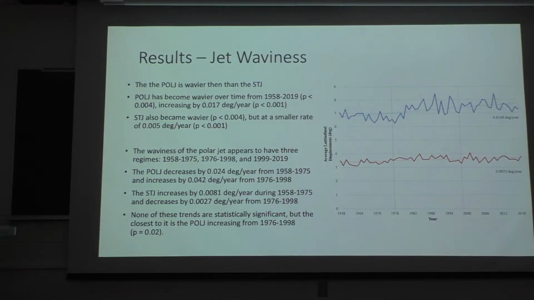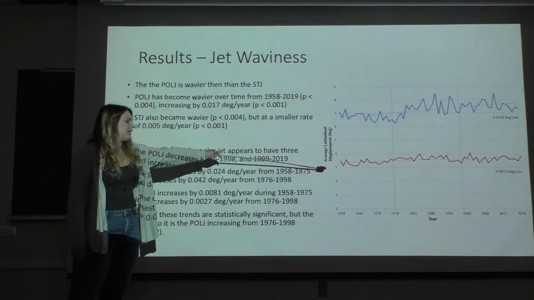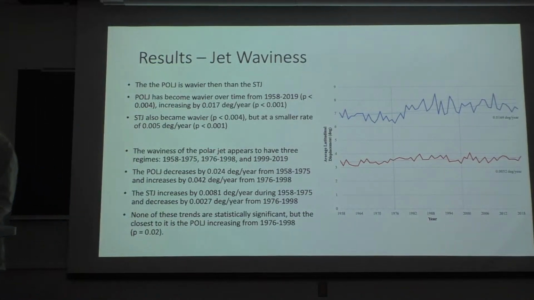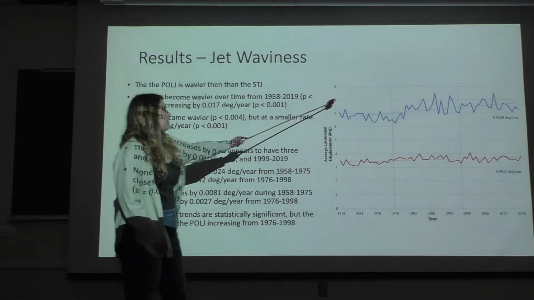So, the results of the jet waviness: immediately you can see that the polar jet stream in blue is wavier than the subtropical jet. The polar jet has also become wavier over time. From the JRA55 we have 1958 to 2019, and it was statistically significantly increasing by 0.17 degrees per year. The subtropical jet also became wavier, just at a smaller rate of 0.005 degrees per year. And the waviness of the polar jet appears to have 3 regimes, which you can see from these lines marked here.